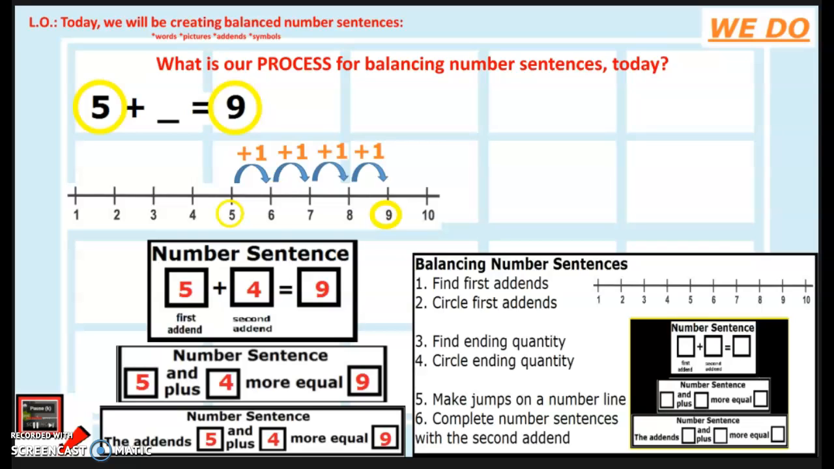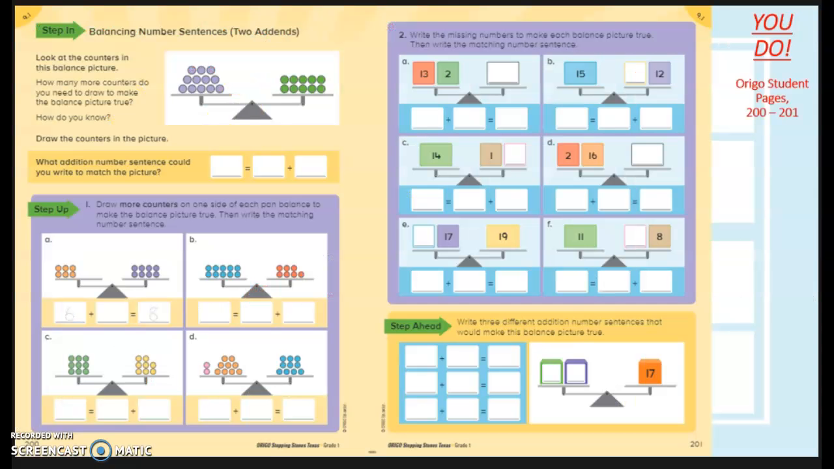Awesome job, awesome job. Go ahead and get out your workbooks. We're going to start some work on your own. In your workbooks, class, I want you to work on pages 200 to 201. You're going to find the addends and the ending quantity, or find the ending quantity and try to find the missing addend. Take a picture of your workbook when you're done and upload it to our class.